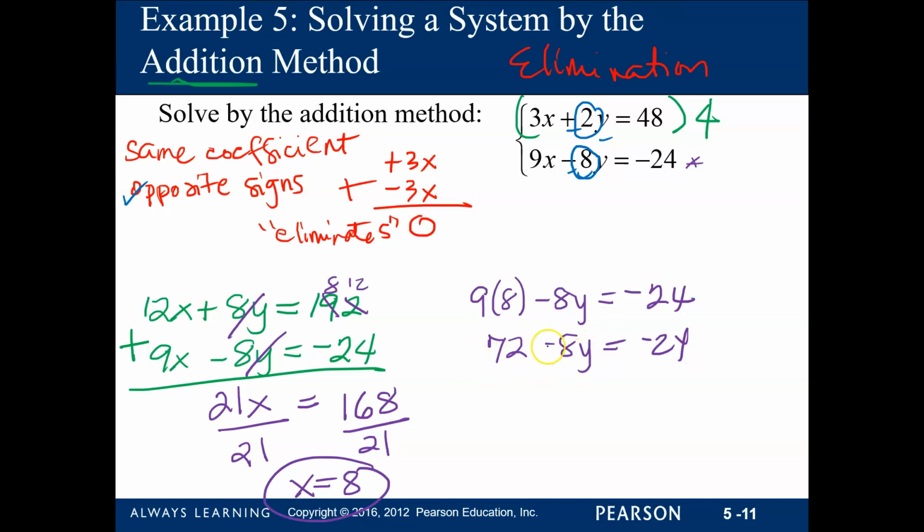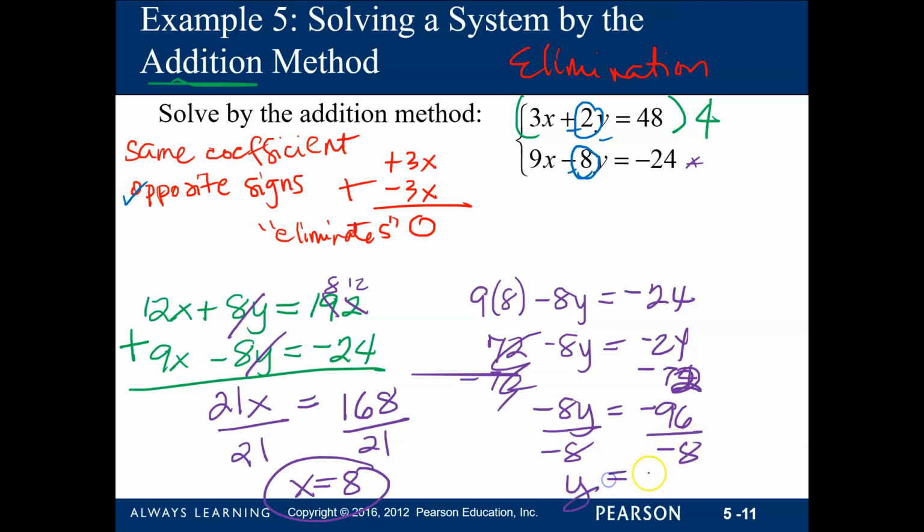We want the y to be by itself, so we subtract 72 on both sides. So this is now 0. So you will have negative 8y is equal to negative 24 and negative 72. That's going to be a negative 96. And if you divide by negative 8 on both sides, we will get a value of y to be equal to positive 12. Okay, so that is how we will be working with the elimination method.